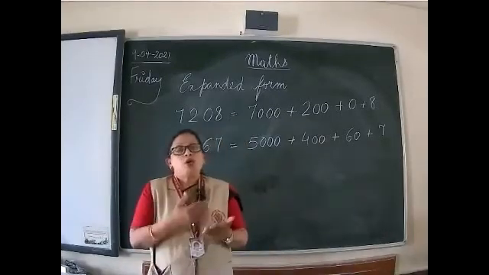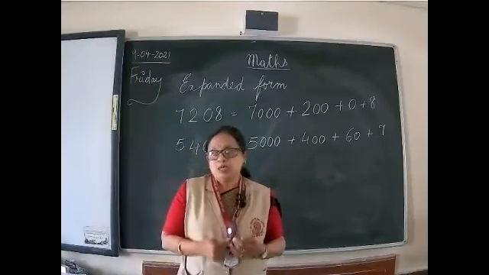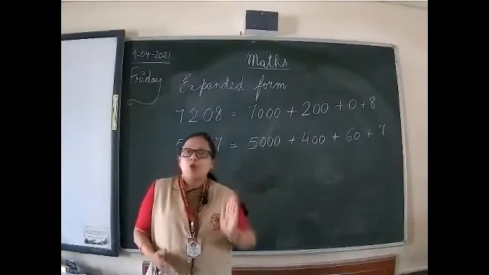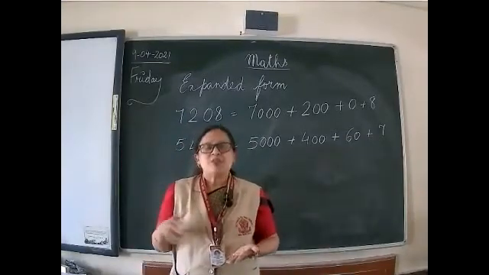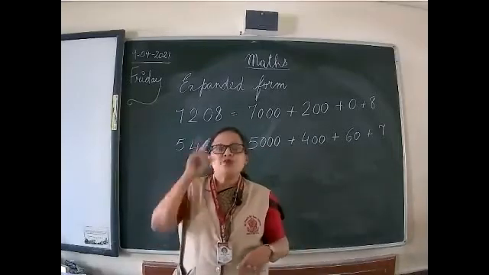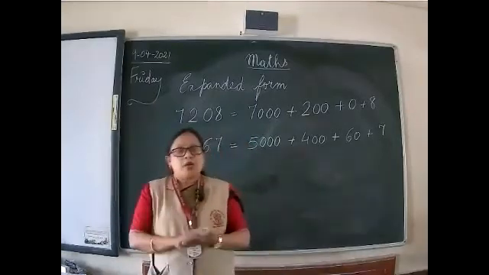And this is how you can arrange them in ascending order and descending order. Ascending order means going up. Going up means from smallest to greatest. Is it clear? And descending order means going down. Going down means from greatest to smallest. Is it clear, children? Okay.